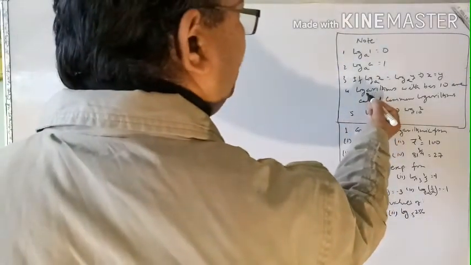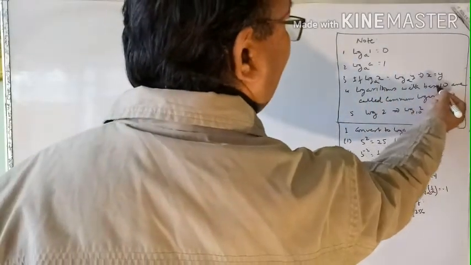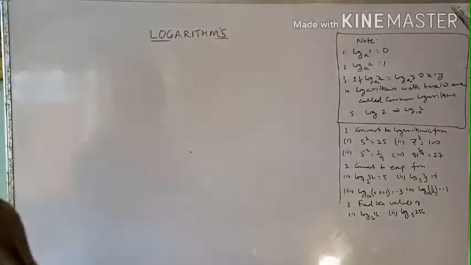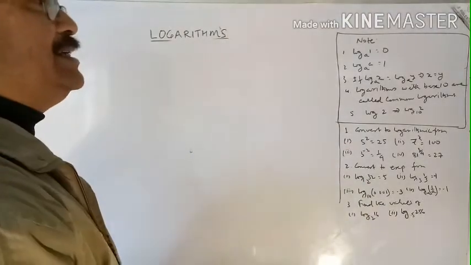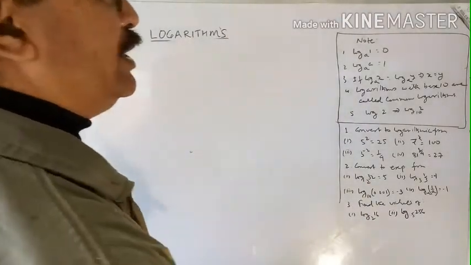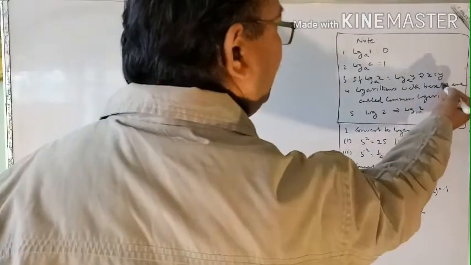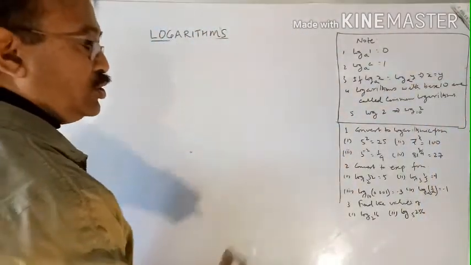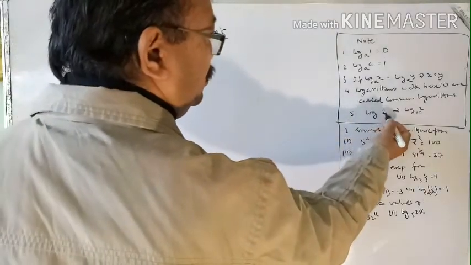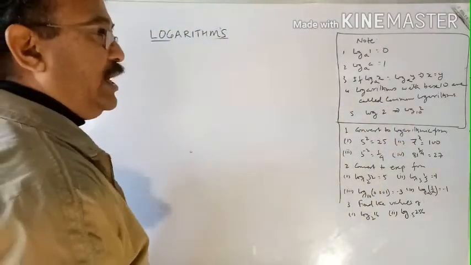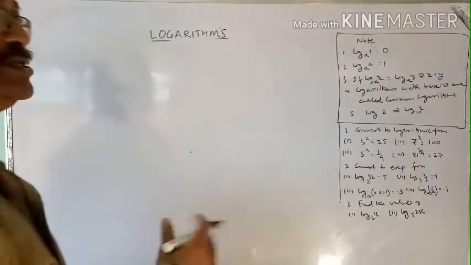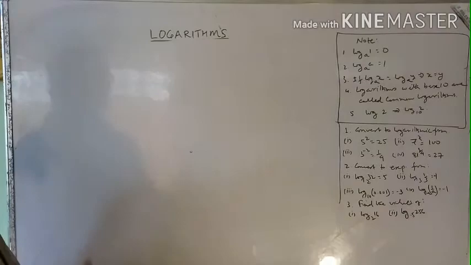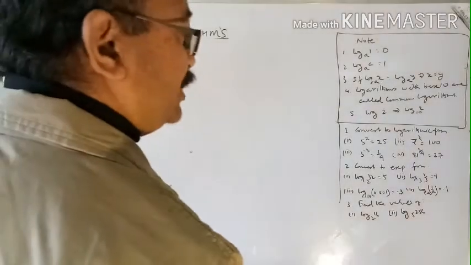Now, logarithms with base 10. If the base of any logarithm is 10, it's called a common logarithm. We'll see later on that if the base is e, it's called a natural logarithm. So remember, whenever we write log 2, if the base is not mentioned, then the base is understood to be 10.